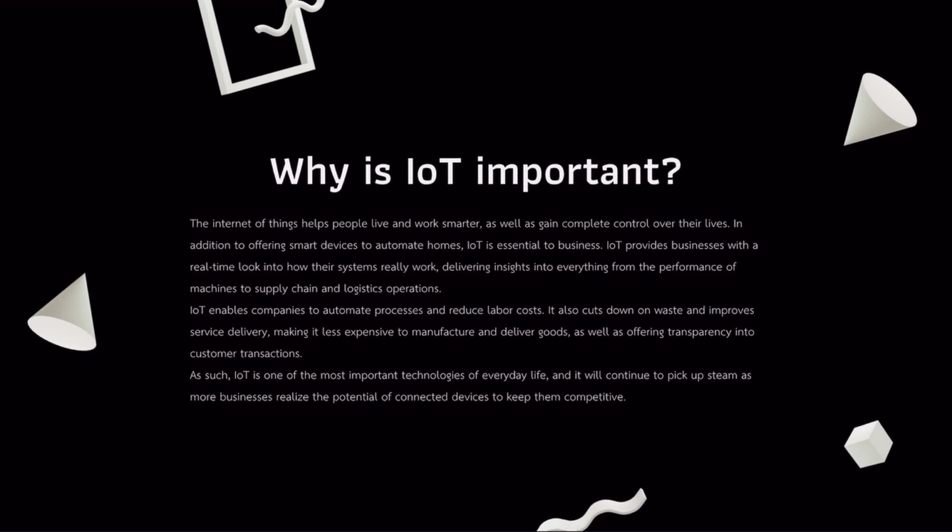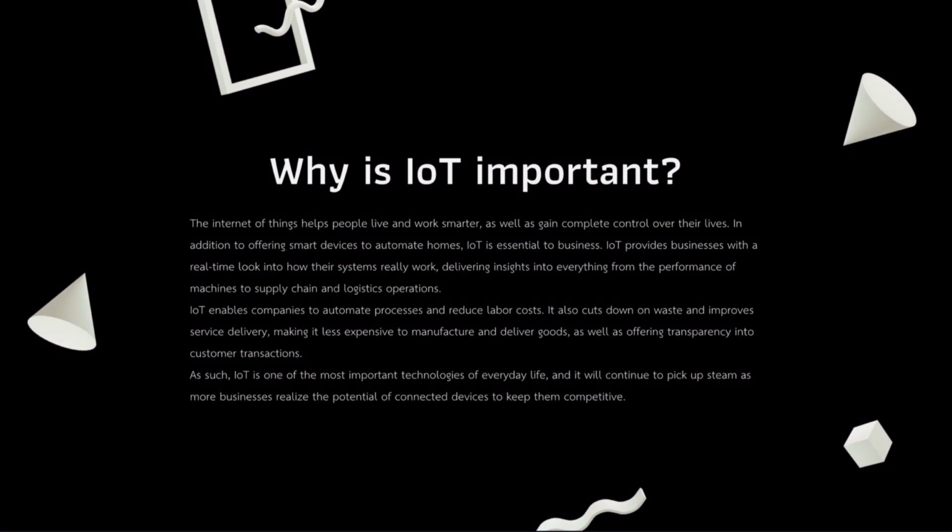Why is IoT important? The Internet of Things helps people live and work smarter, as well as gain complete control over their life. In addition to offering smarter devices to automate the home, IoT is essential to business. IoT provides business with a real-time look into how their systems really work, delivering insight into everything from the performance of machines to supply chain and logistics operations.